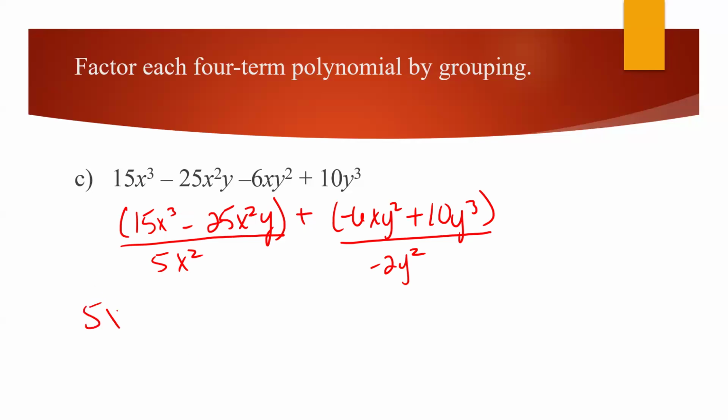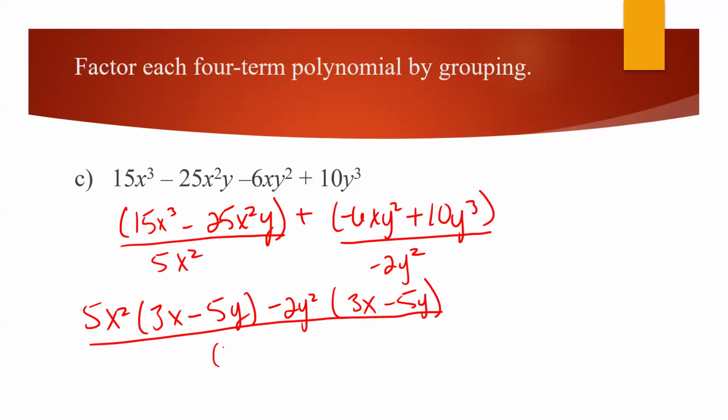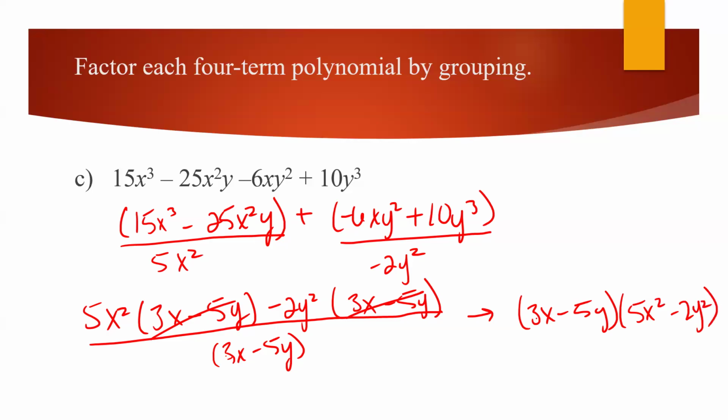Now we're going to factor out our GCFs, and we're left with 3x minus 5y. Then we're going to do the next one, factoring out negative 2y squared, and we're left with 3x minus 5y. So our common binomial we're going to factor out is 3x minus 5y. When I factor out 3x minus 5y, we are left with 3x minus 5y times 5x squared minus 2y squared.